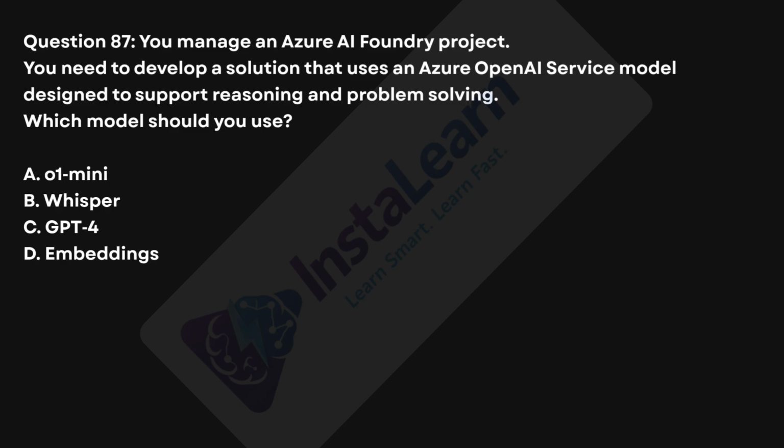Question 87. You manage an Azure AI Foundry project. You need to develop a solution that uses an Azure OpenAI service model designed to support reasoning and problem solving. Which model should you use? A. O1 Mini. B. Whisper. C. GPT-4. D. Embeddings.